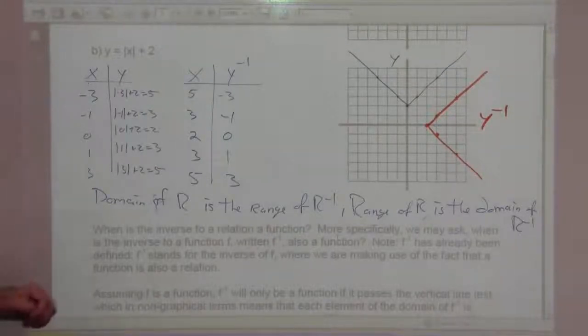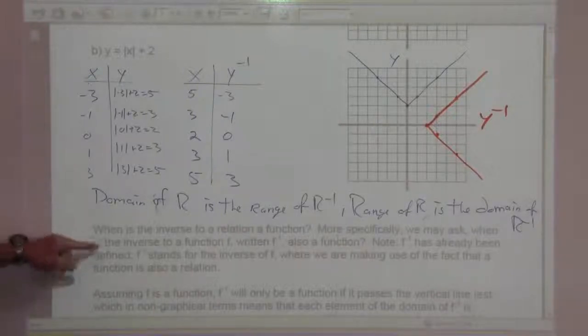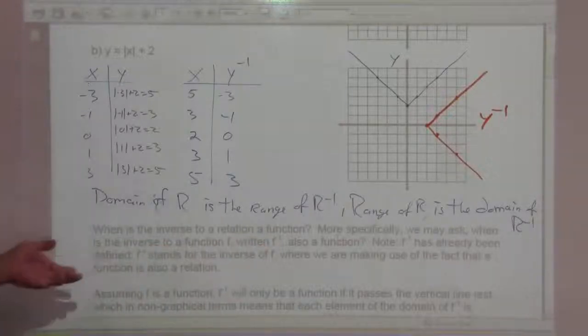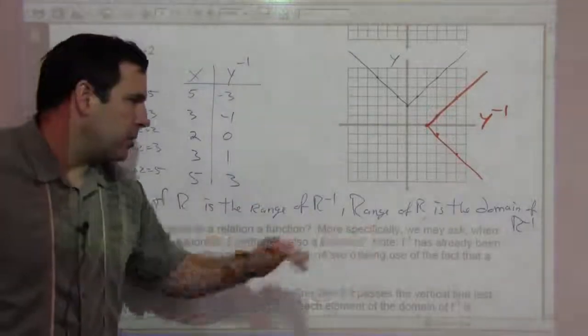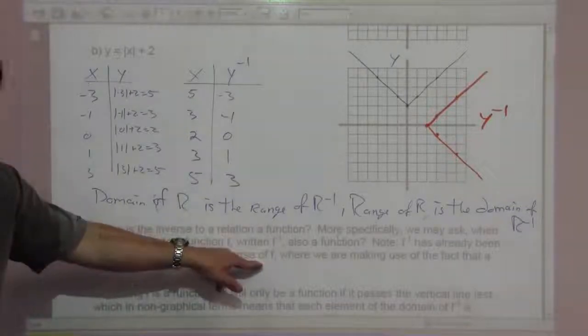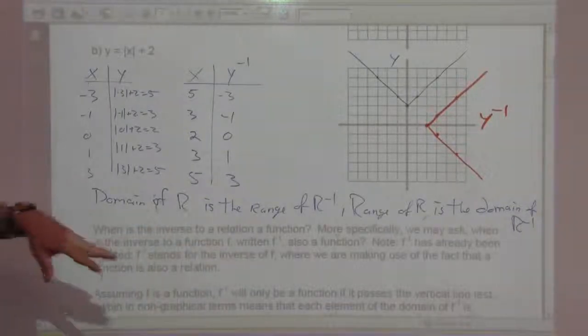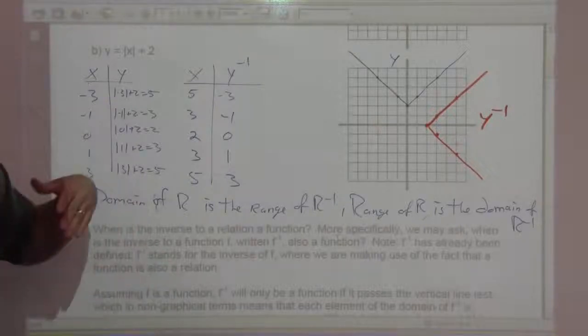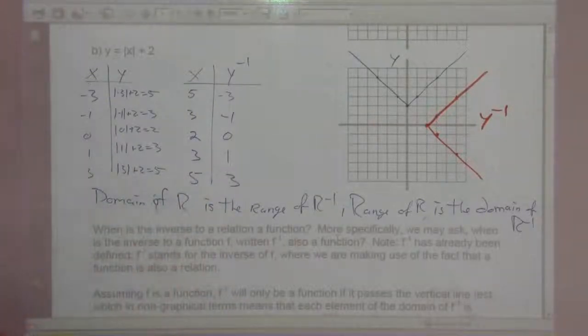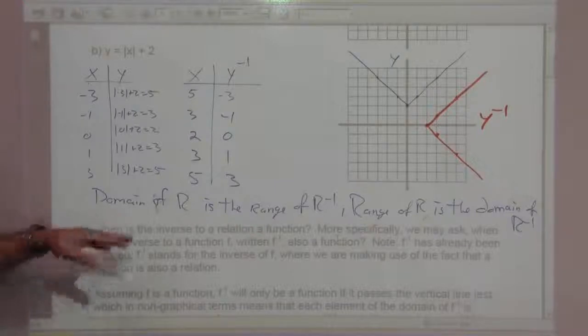So question, what is the inverse to a relation, a function? More specifically, we may ask, when is the inverse to a function f, written f inverse, also a function? So note that f inverse has already been defined. F inverse stands for the inverse of the function f. So it'll undo whatever f did. If f was x squared, f inverse is the square root of x. Where we are making use of the fact that a function is also a relation. So remember, all functions are relations.